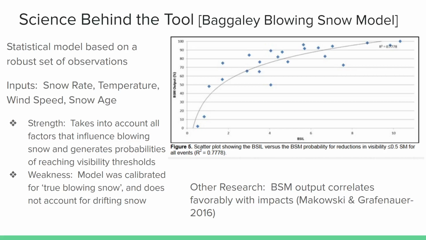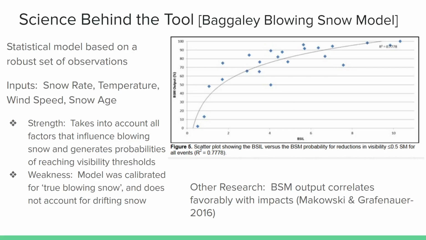As this wind gets stronger, snow particles are lofted, and that's where the Bagley blowing snow model takes over. And again, this is a statistical model. It's based on a robust set of observations from the Canadian prairie provinces. It uses snow rate, temperature, wind speed, and snow age, so the characteristic of the snowpack, as inputs, and the output is the probability that visibility due to blowing snow will fall below a half mile.